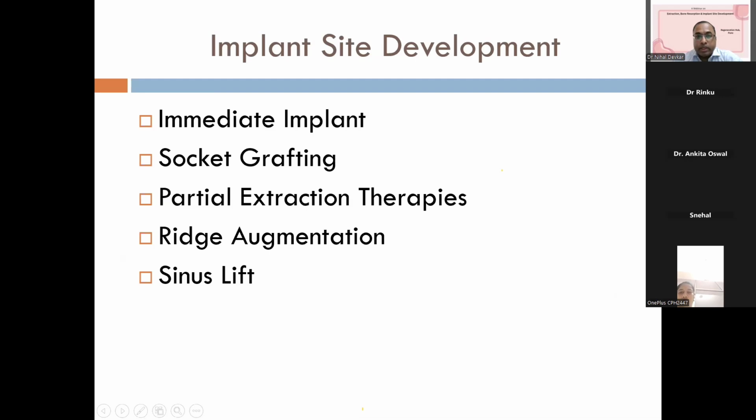This particular webinar or presentation is not about the details of these procedures. It's a very short topic, and we are not going to give too much time to the procedures known as immediate implant, socket grafting procedures, and partial extraction therapies. And if they don't succeed, then obviously you have no choice but to go for ridge augmentation and sinus lift procedures. Now, ridge augmentation is not clear cut; it has to be mastered. You need to practice it a lot.